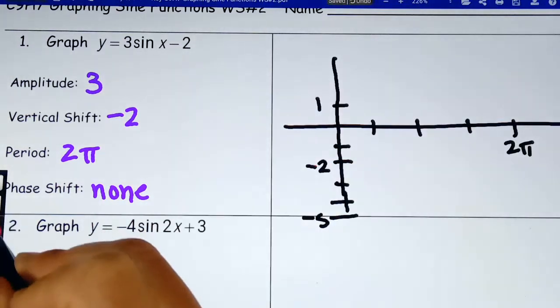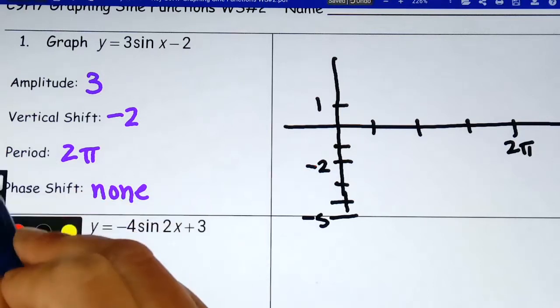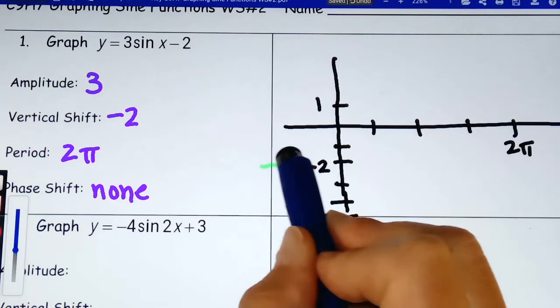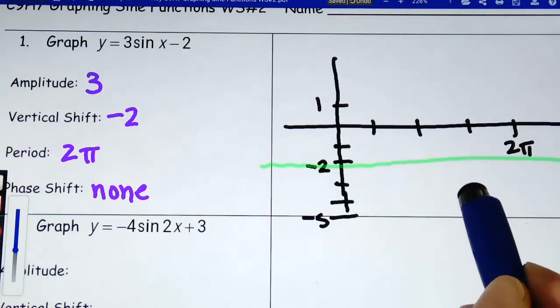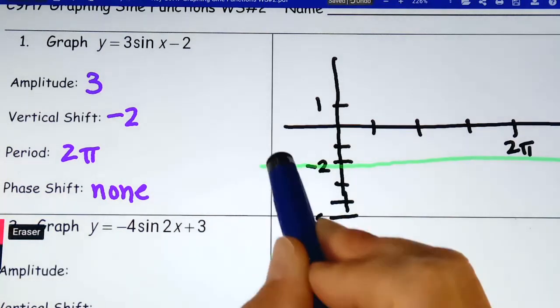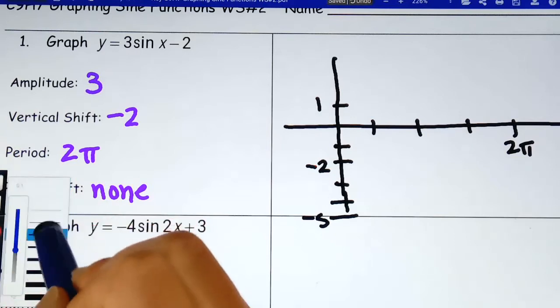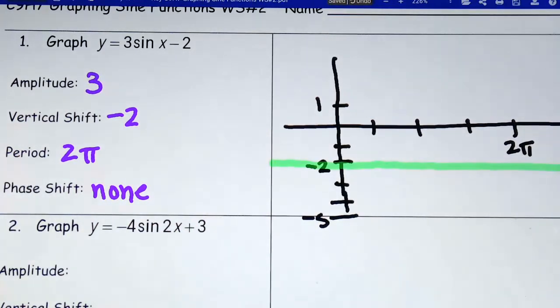So sometimes what I like to do is draw in, here I'll do it in green, I'm going to make it a little more transparent, my vertical shift. Okay, so right here, that's my vertical shift. That's where my 0 should be. Let me draw that a little better, a little fatter. Okay, so that's where my vertical shift is.